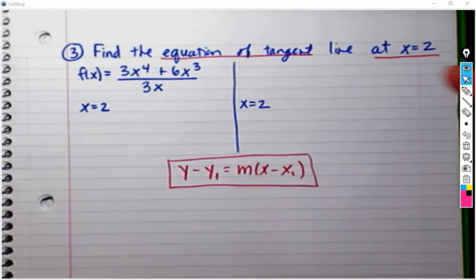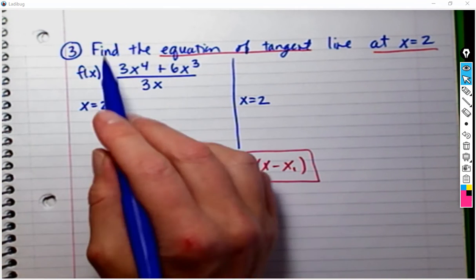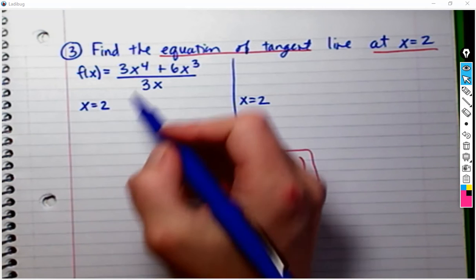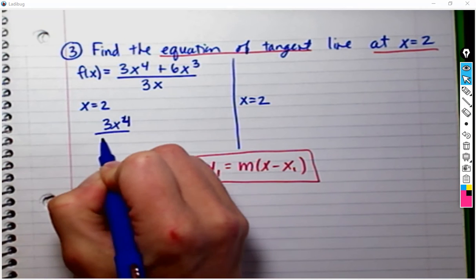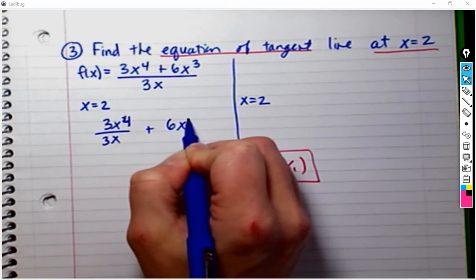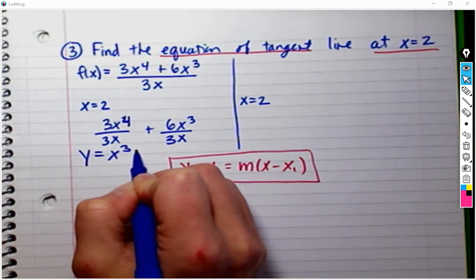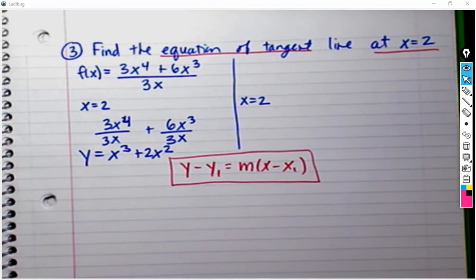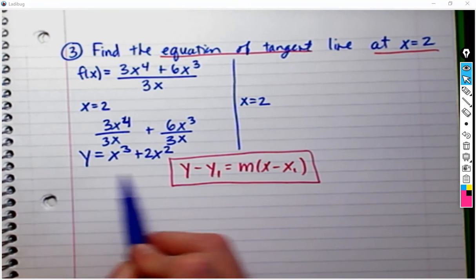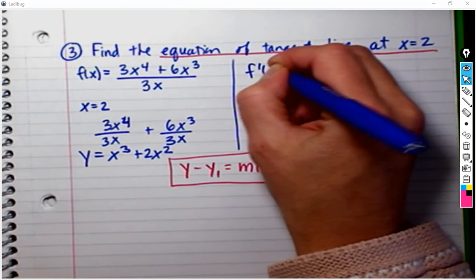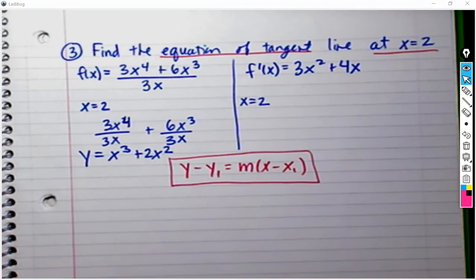Well, I need y prime, right? I need to find y prime. But I look at this, and that looks weird because I have a fraction. But you think we could maybe reduce this to the 4th over 3x? Okay, so when you reduce, we get x cubed plus 2x squared. Okay, I reduced this so that I have y equals. So the derivative is 3x squared plus 4x.